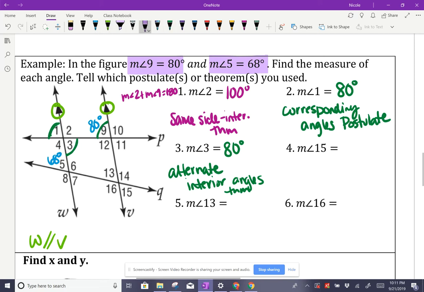Okay. Let's see, the measure of angle 15. So we're going to move down towards the lower right side. We have 15 over here. And the information that we have about this transversal Q and our parallel lines W and V is 68. This is the only information we have about this set of angles right now. So if we look at the relationship between angle 5 and angle 15, we can see that they are on the exterior of our parallel lines, and they are on alternate sides. So they are alternate exterior angles, which are congruent.